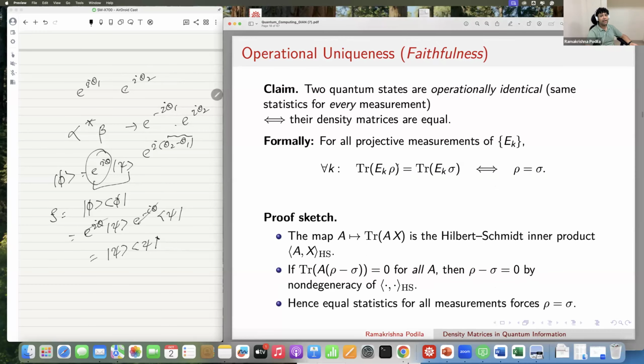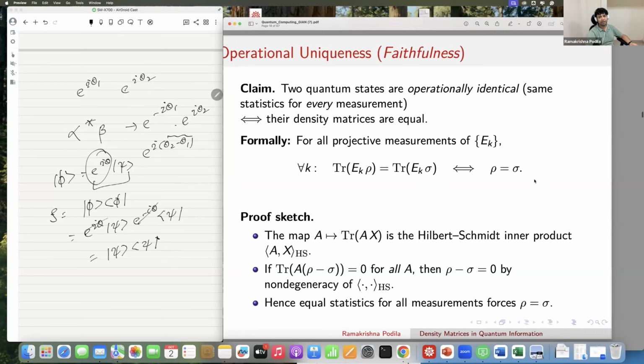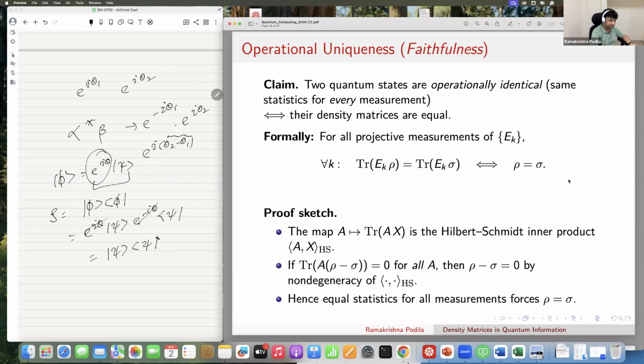So let's say I have two density matrices rho and sigma, and I measure energy. The energy expectation value I'm going to get is trace of E times rho or trace of E times sigma, right? So if rho and sigma are equal, their expectation values are equal.